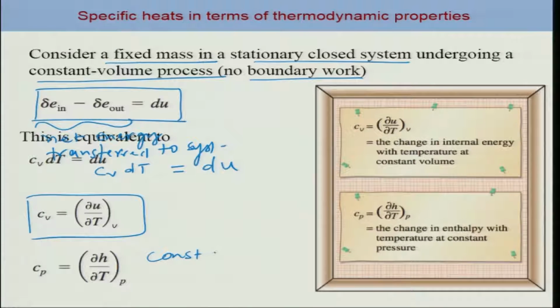Using a similar analysis for a constant pressure process, where you are doing expansion and compression at constant pressure, the expression for specific heat would be Cp, and that will be related to your enthalpy, the change in enthalpy with respect to the temperature at constant pressure.